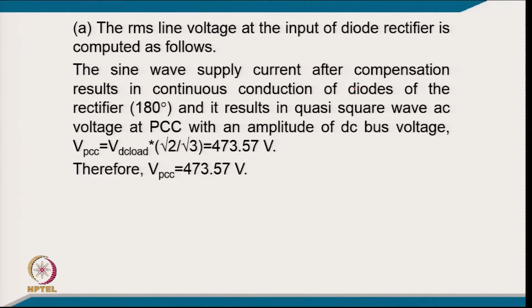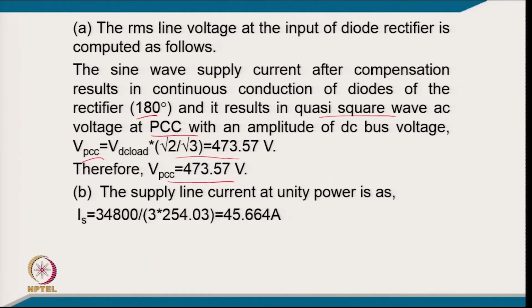The sine wave supply current after compensation results in continuous conduction of the diode of the rectifier, that is 180 degrees, and it results in a quasi-square wave of the AC voltage at PCC with the amplitude of the DC bus voltage, and we can find out the PCC RMS voltage. Typically it comes to 473.57, and that is the RMS line voltage across the PCC.